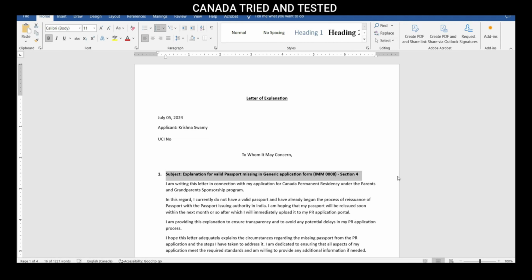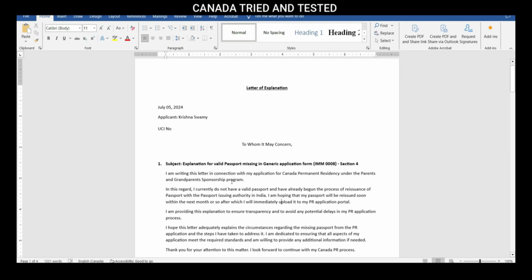So I'll just go over what is written here, and that will give you an idea of how everything is getting covered. I'm writing this letter in connection with my application for Canada permanent residency under the parents and grandparents sponsorship program. In this regard, I currently do not have a valid passport and have already begun the process of reissuance of passport with the passport issuing authority in India. I'm hoping that my passport will be reissued soon, within the next month or so, after which I will immediately upload it to my PR application portal.